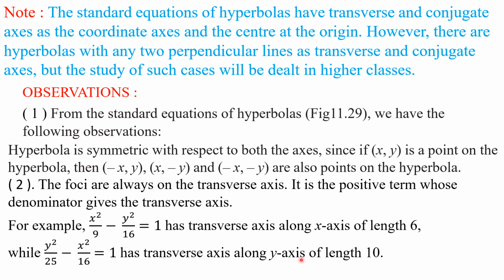Understood this point, my children? And the length of the transverse axis is here. What is this one? A square. This number denotes a square value. So a square is equal to 25. Then what is the value of a? 5. So the length of the transverse axis is 2a units. So 2 into 5, that is equal to 10 units. Understood this point, my children? Right.